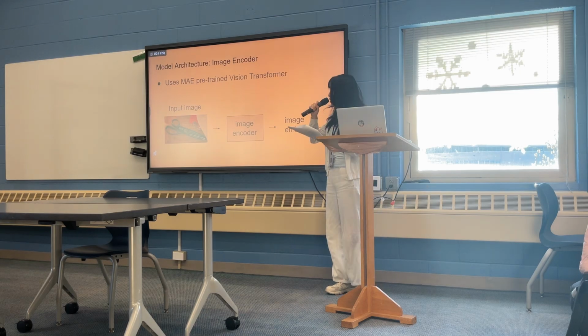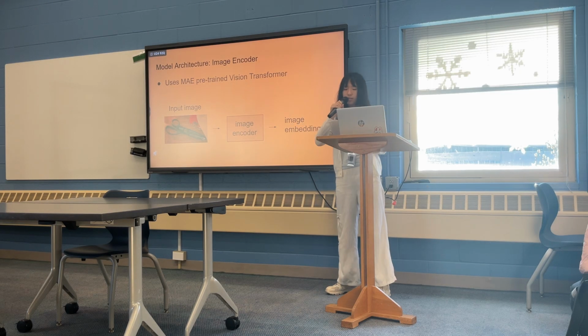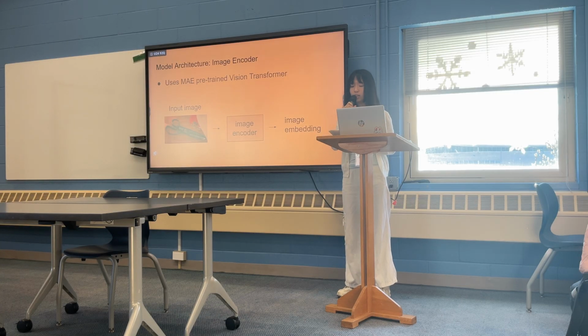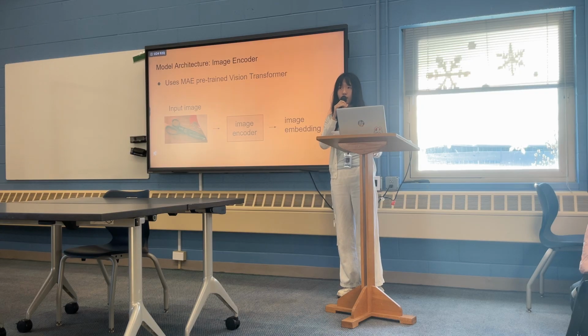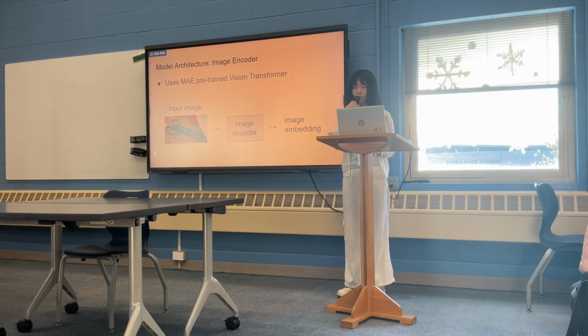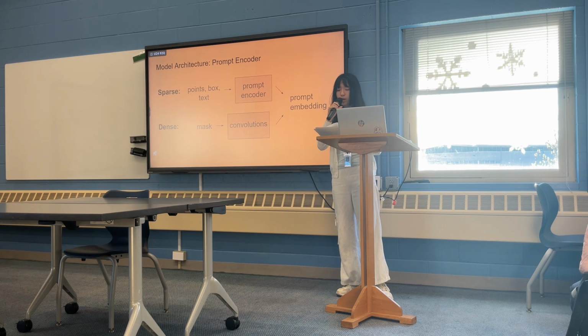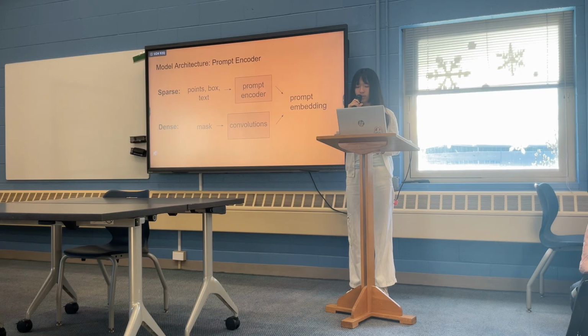So first, the image encoder is responsible for creating an image embedding, which is basically like a summary of the image we're focusing on. Second, the prompt encoder encodes sparse and dense prompts into an output called the prompt embedding.